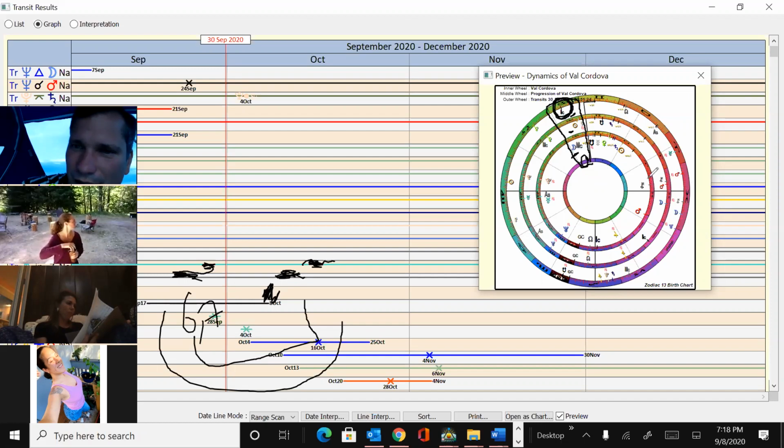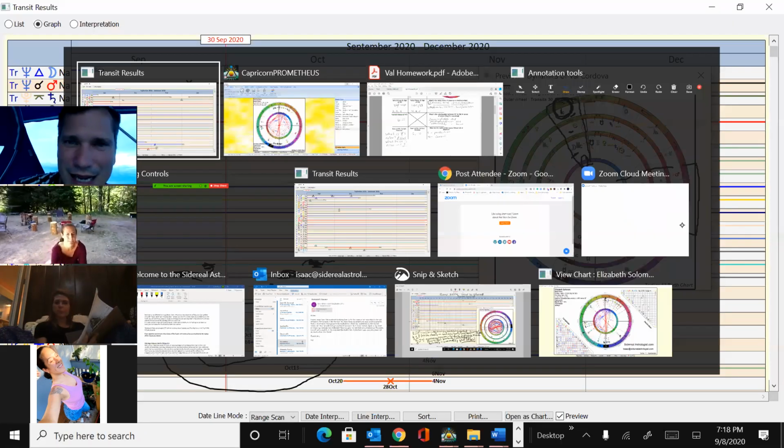So that's what was confusing me. First, I couldn't find Pisces, which now I understand, and then I didn't understand this last part of what you had written here on the page. Okay, yeah, got it. I'm going to fine tune that. I can see how that can be a little confusing.